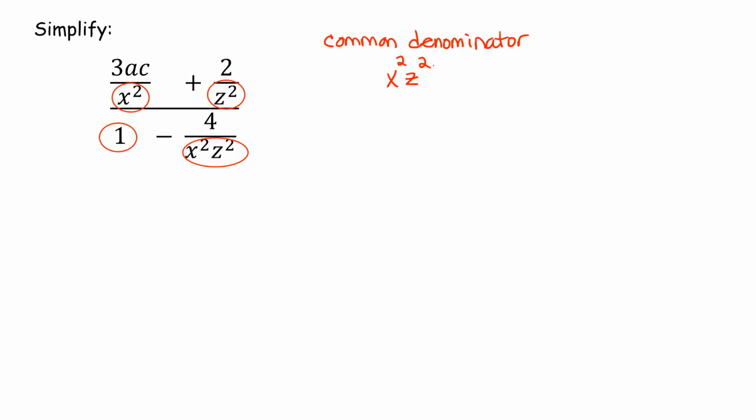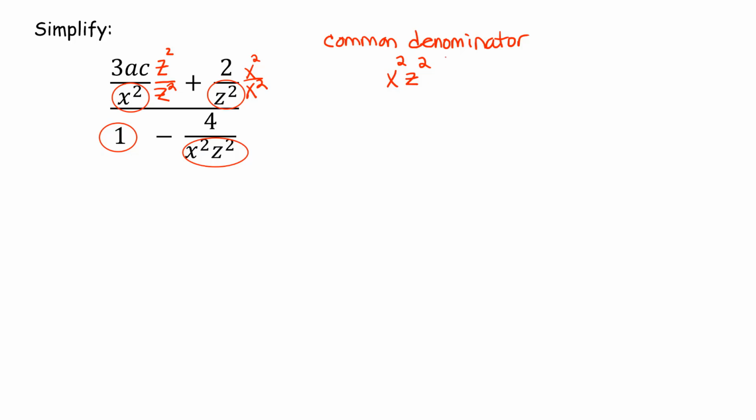So we have to multiply each fraction by something over something that will give us that denominator. So the first fraction has a denominator x squared, so it doesn't have the z squared. So we're going to have to multiply it by z squared over z squared. The second fraction has the z squared in the denominator, but it doesn't have the x squared. So we're going to have to multiply by x squared over x squared.